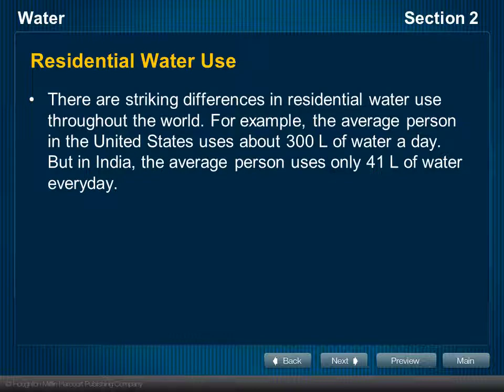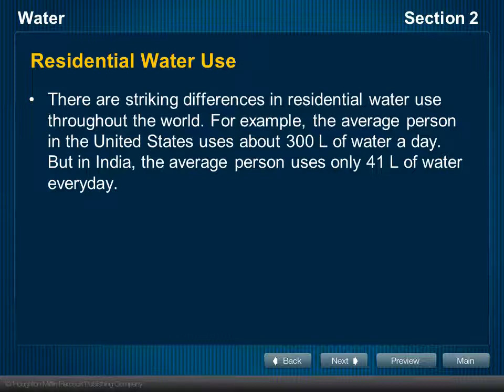This looks disparate. It looks unequal when you look at it around the world, from one part of the world to another. The textbook here gives the example: in the United States, the average person uses about 300 liters of water a day. In India, the average person uses only 41 liters of water a day. Certainly there's a big difference there, but again, I want to stress to you guys, just because the average American uses 300 liters of water a day doesn't mean they're using some of the Indians' water, and that's why they have less. It has to do more with accessibility.